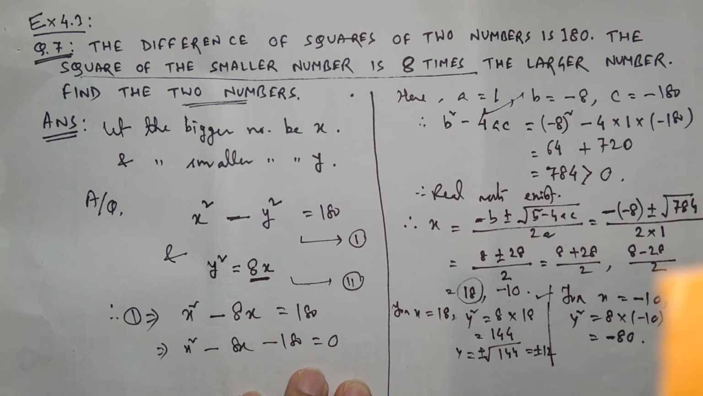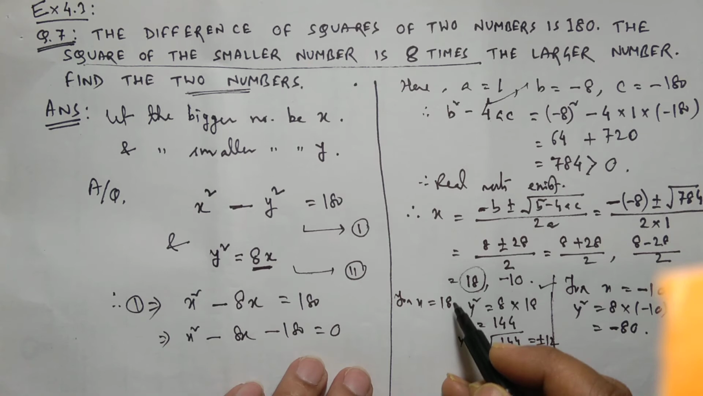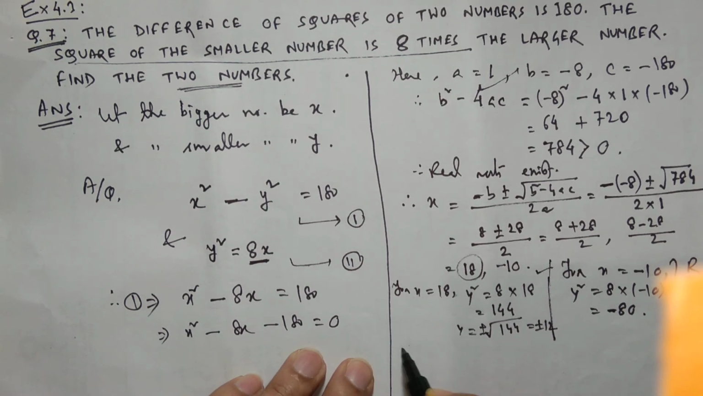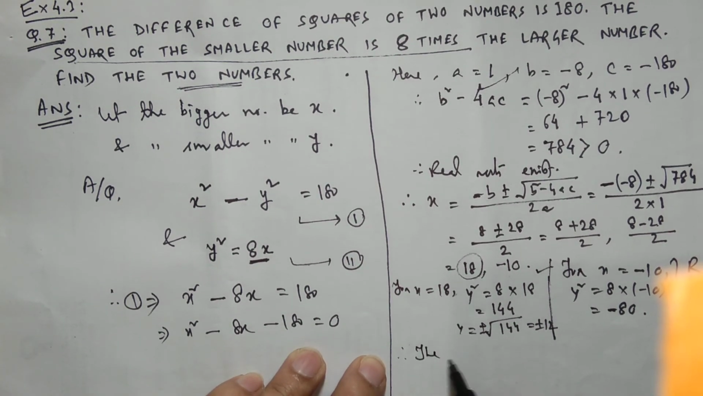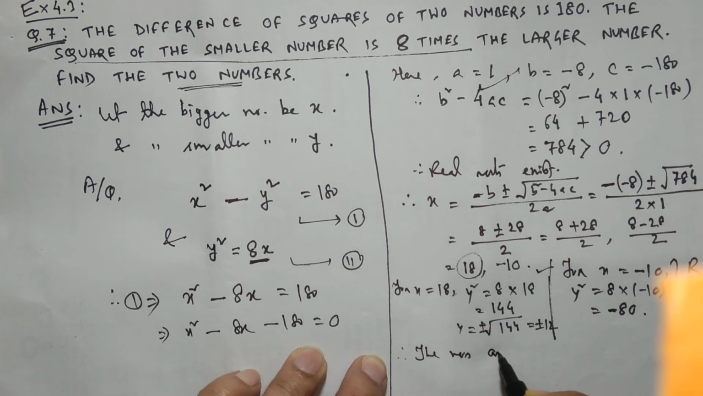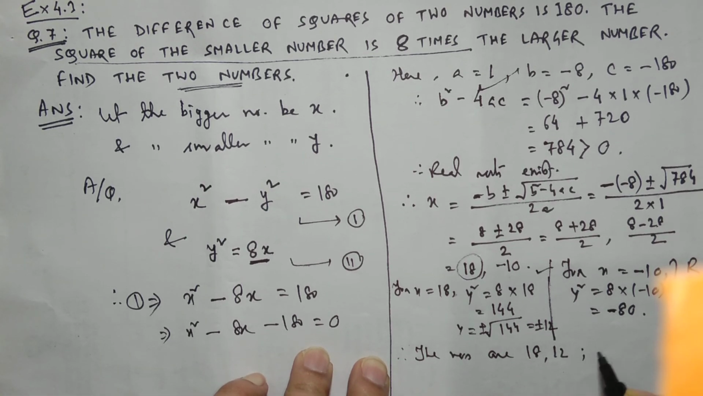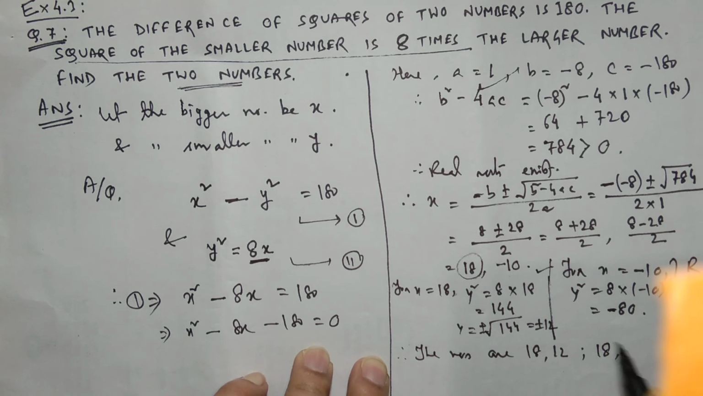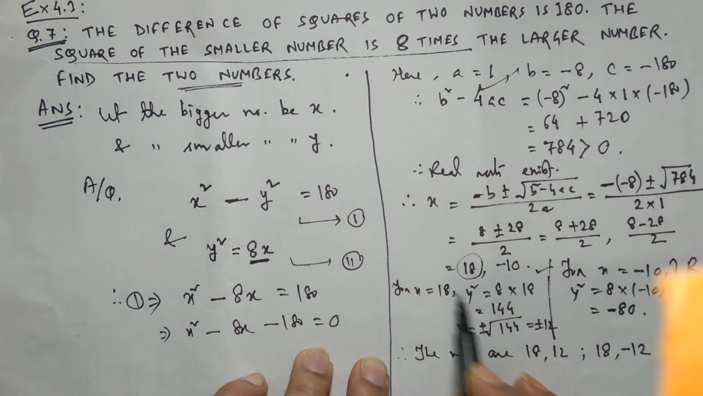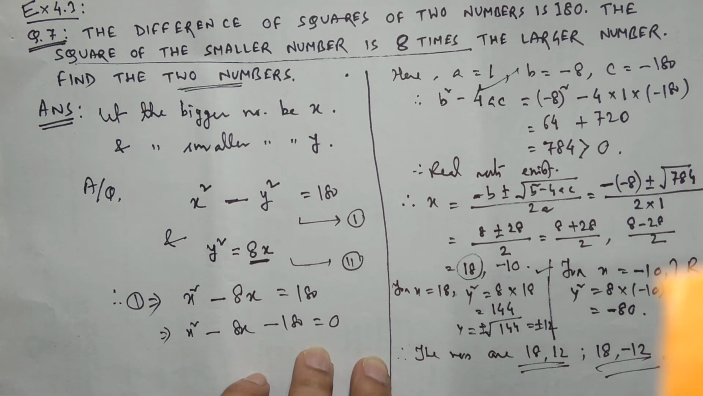That means your required answer is, therefore, the numbers are 18 comma 12. Once I write 18 plus 12, then for the next number, you can take minus 12. So 18 plus minus 12. I'm writing 18 plus 12 once, then I'm writing 18 minus 12. This is the required answer.